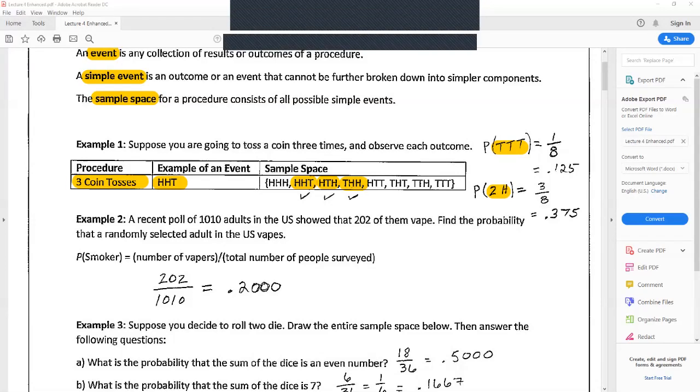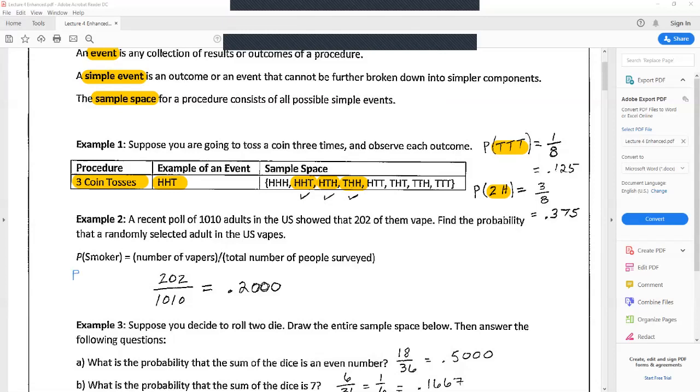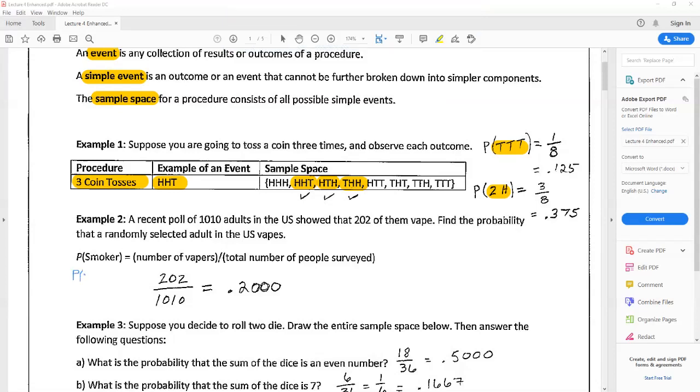So let me just put a temporary note here. I'll have to erase it momentarily, but this should say, what is the probability that a randomly selected person is a vapor? Let's see. This is very awkward. I apologize for my handwriting. I usually try to do better. So that should not say smoker, but vapor.